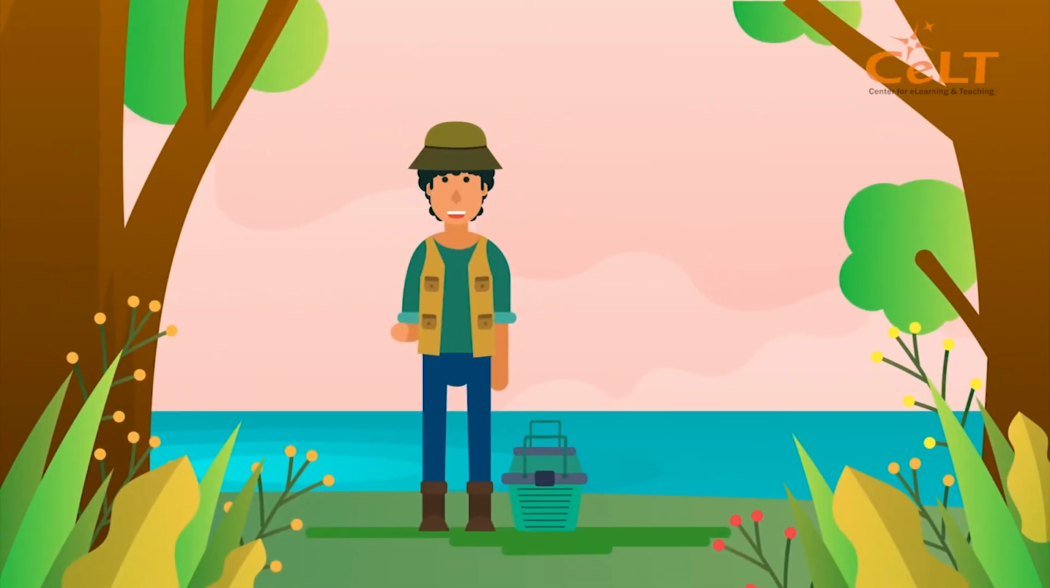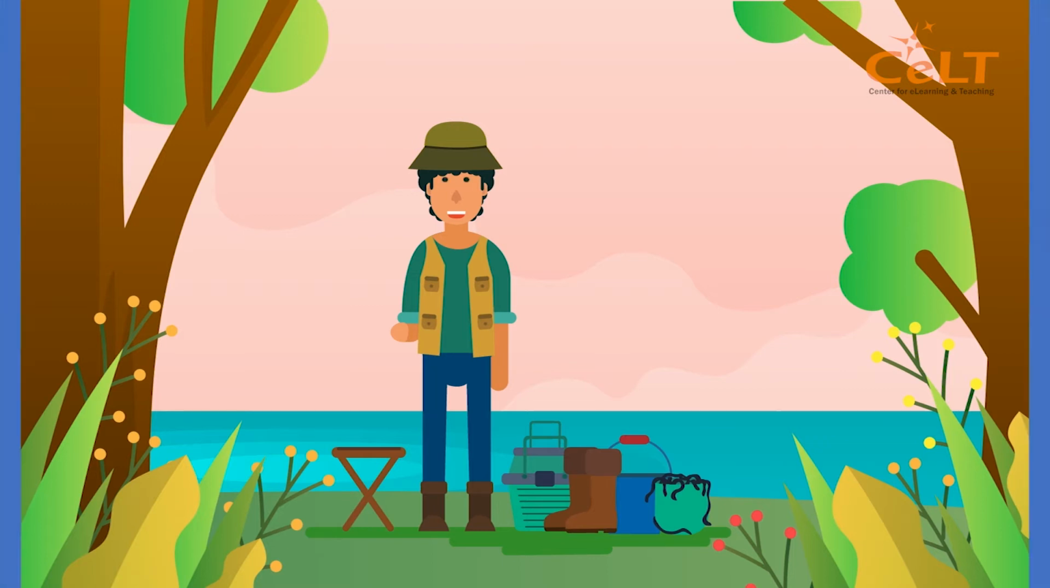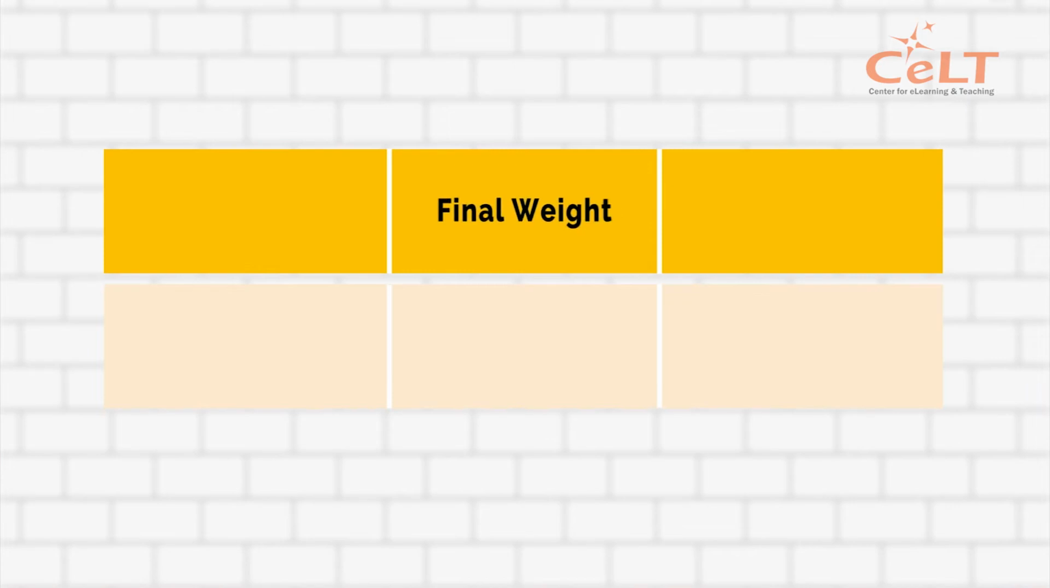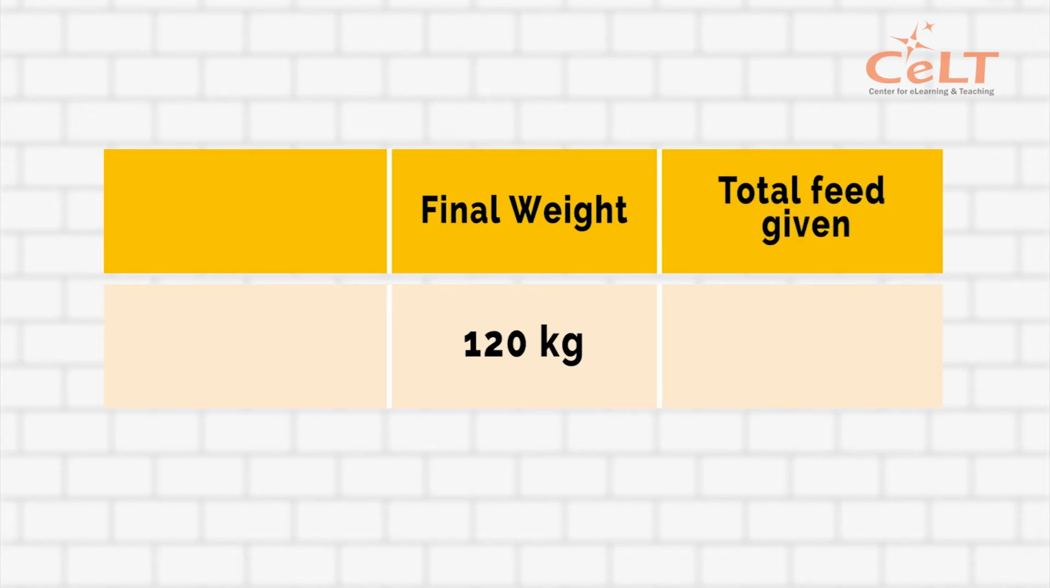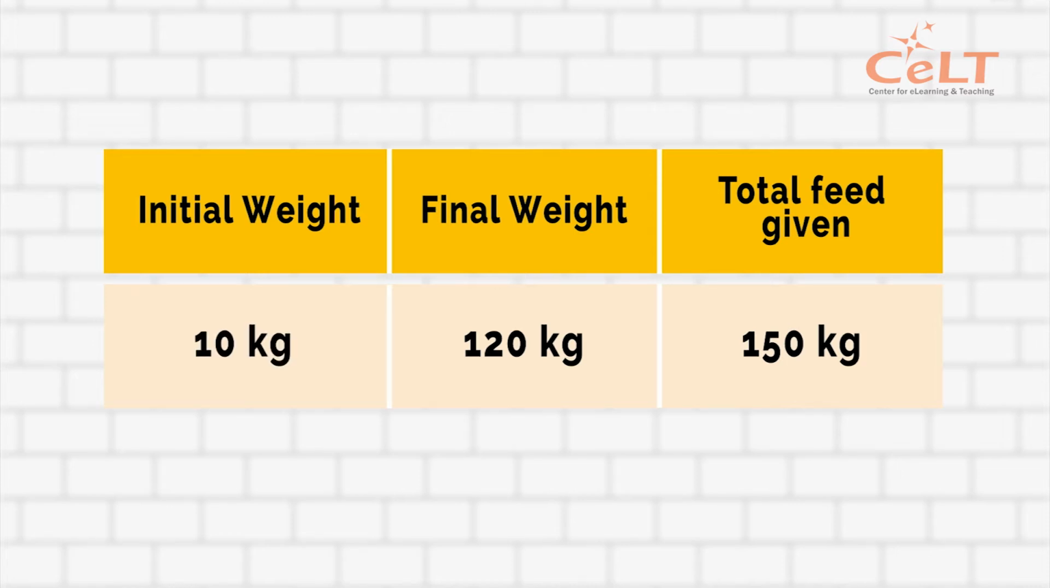This is Nawawi. He is a fish farmer. He wants to calculate the FCR of the fish that has been cultured in his farm. From the record shown, the total weight of fish harvested is 120 kg and the total feeding fed to the fishes during the culture period is 150 kg. At the beginning of the culture, he stocked 10 kg of fishes.